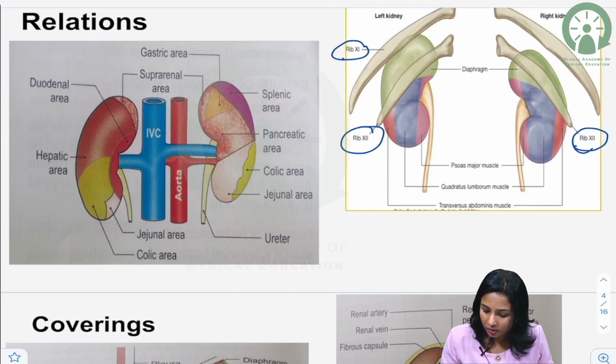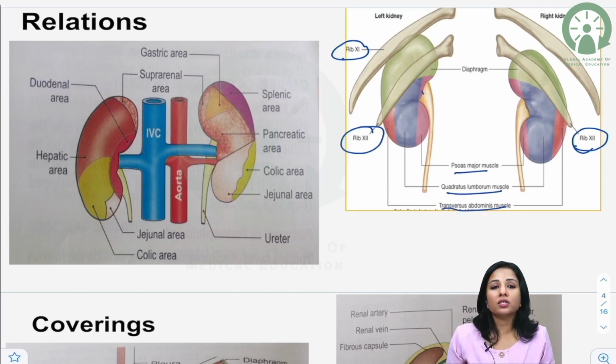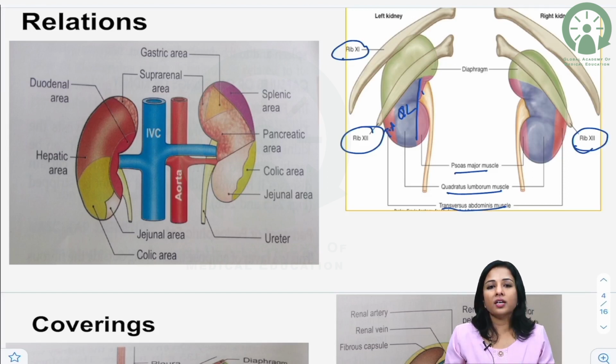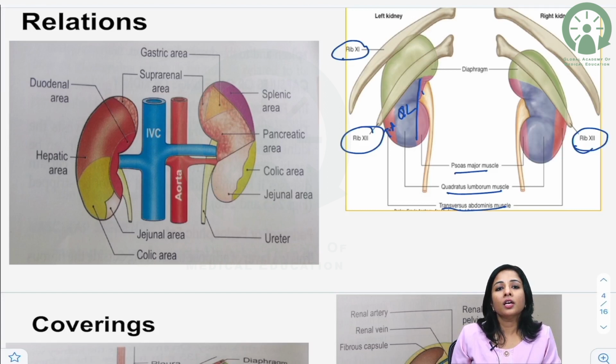So it is related to the diaphragm. Right is related to the right dome, left is related to the left dome, and from medial to lateral, psoas major, quadratus lumborum, and transversus abdominis. Psoas major is the medial most muscle. In between, quadratus lumborum is related, and laterally the transversus abdominis muscle. So these are the muscles which are related from medial to lateral. Apart from these three muscles, the ilioinguinal and iliohypogastric nerves are also related to the posterior surface of both right and left kidneys.